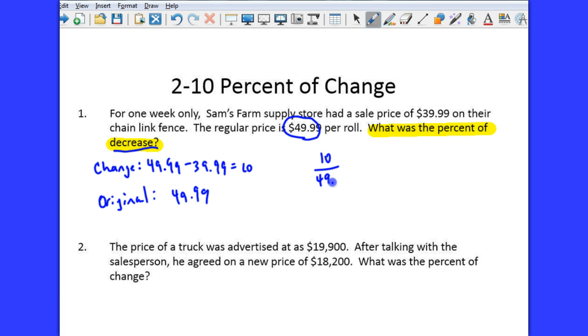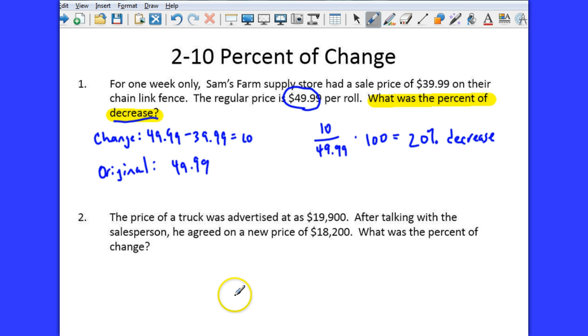So 49.99 times 100. So you can put all that in your calculator. You can put this in there, and you get 0.2. Multiply that by 100, and you end up with 20%. It's a 20% decrease. Okay, so there you have it. That's number one. Let's look at number two.